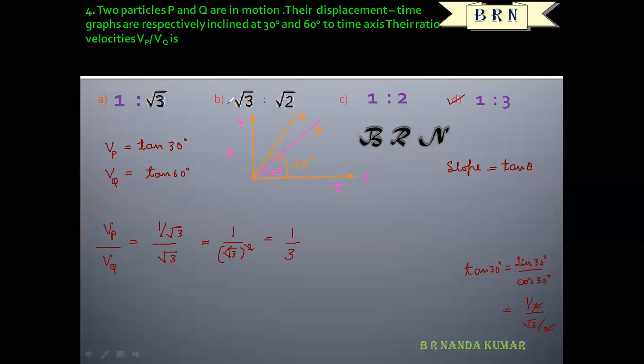Okay. The ratio of velocities Vp divided by Vq is 1:3.